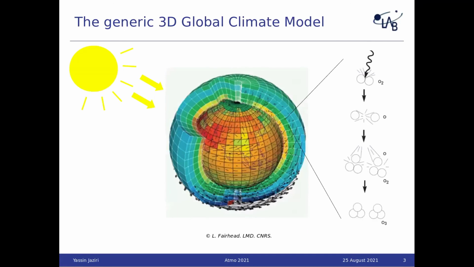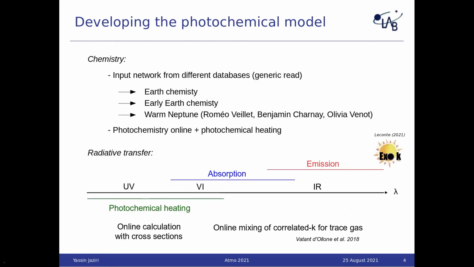The atmospheric model is a 3D generic global climate model, which is designed to simulate the diversity of atmospheres, considering the diversity of exoplanets we can find. And here we will focus in particular on the chemical reactions related to the stellar radiation happening in the atmosphere, what we call the photochemical processes.